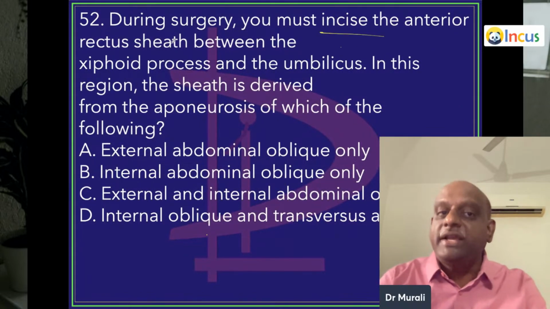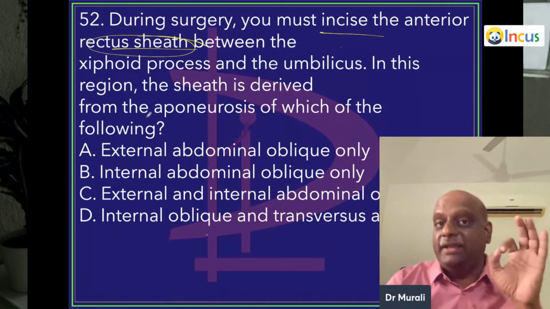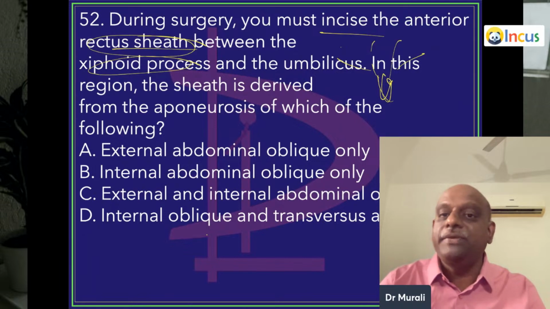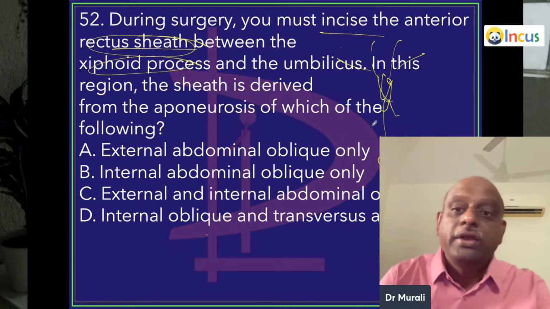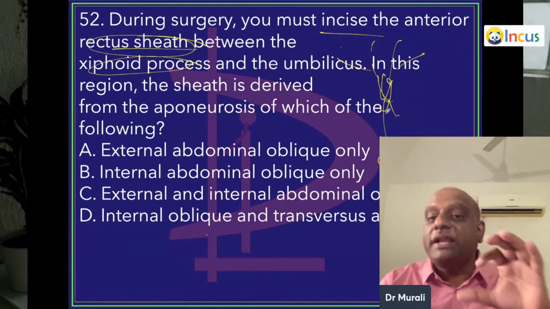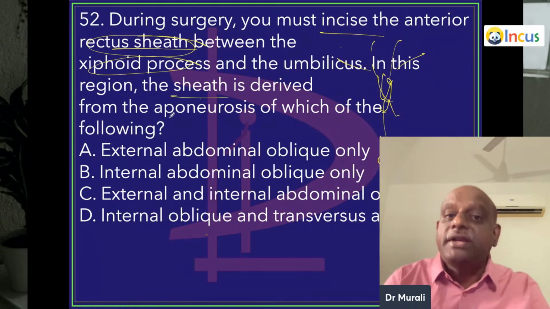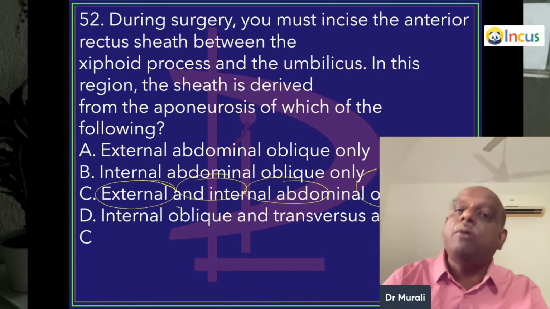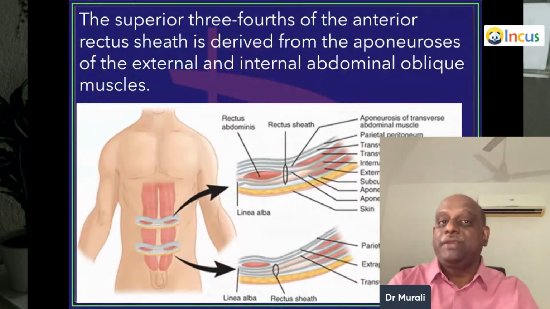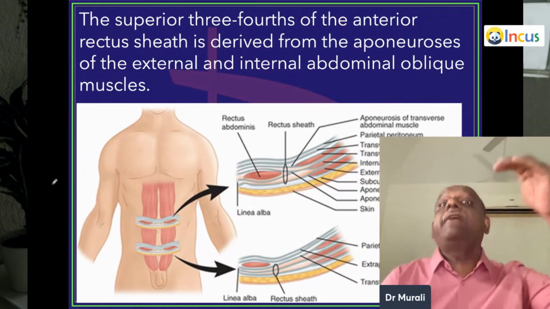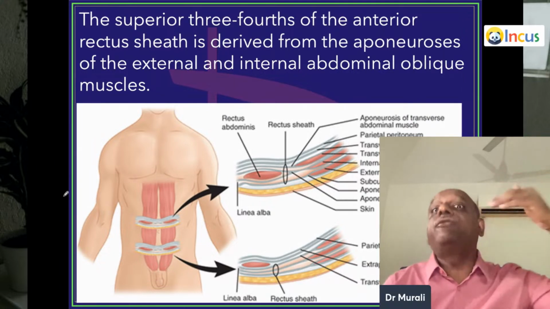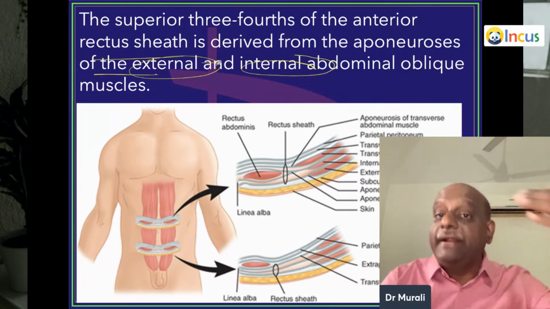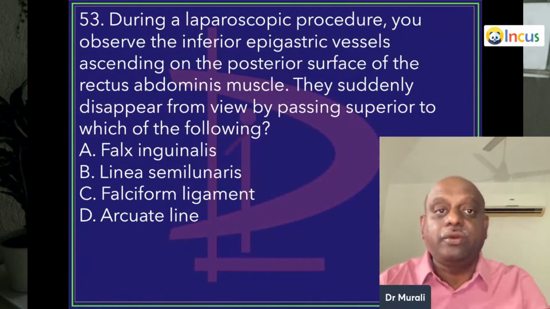You want to incise the anterior rectus sheath between the xiphoid process of the sternum and the umbilicus. So in this area between the umbilicus and the xiphoid process, the rectus sheath is derived from where? It is derived from the external and internal abdominal oblique muscles, is what you need to remember. So you should know the superior 3/4 of the anterior rectus sheath is derived from the aponeurosis of the external and internal abdominal oblique muscles, is what you need to remember.